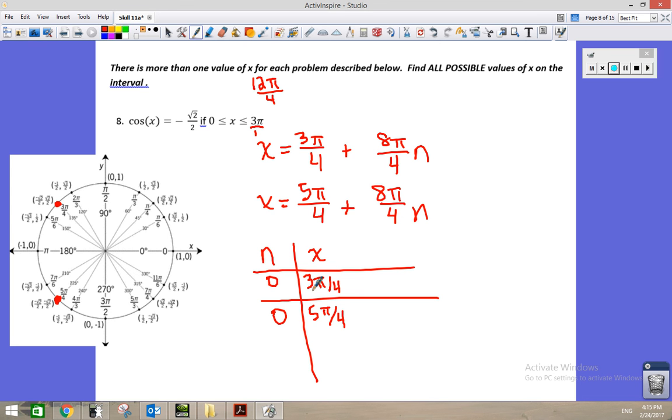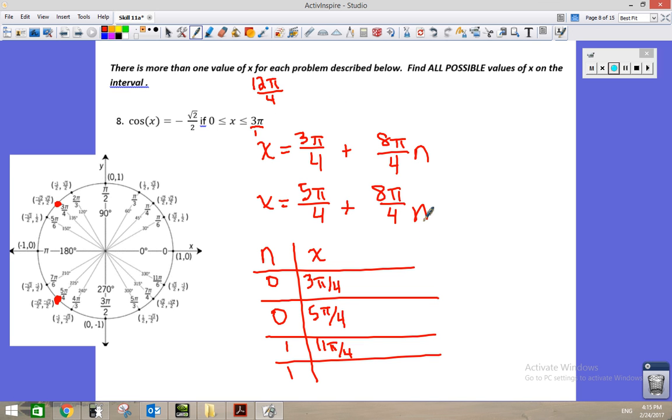And I can see that 3 is smaller than 12, and so is 5. So the 3 pi over 4 is bigger than 0 and smaller than the 12 pi over 4, smaller than 3 pi. What if we let n be 1? Well, that'll get us 2 more solutions. 3 plus 8 is 11. That's 11 pi over 4. And 11 pi over 4 is smaller than 12 pi over 4, so that's one of the solutions they're looking for.